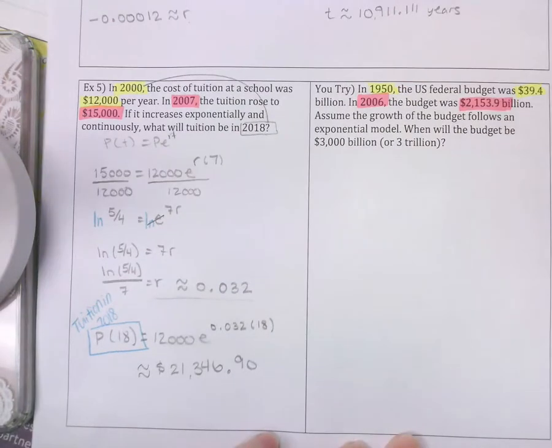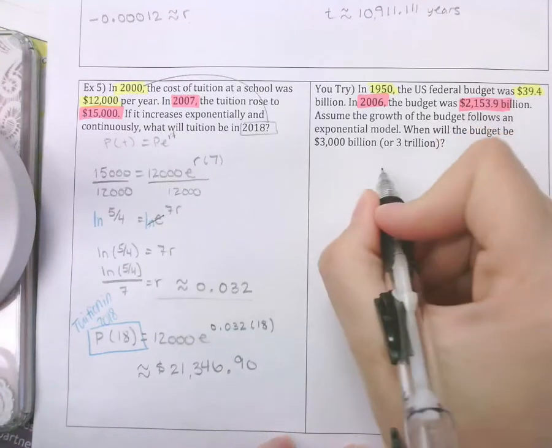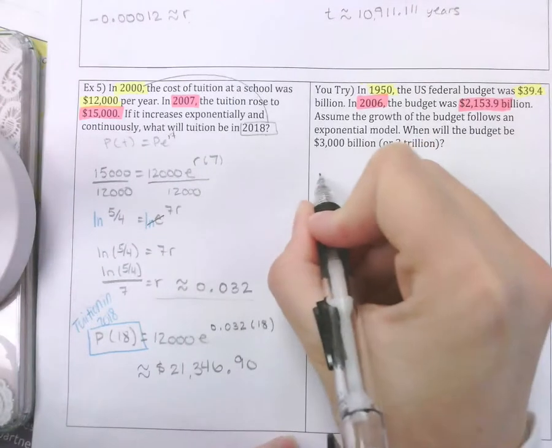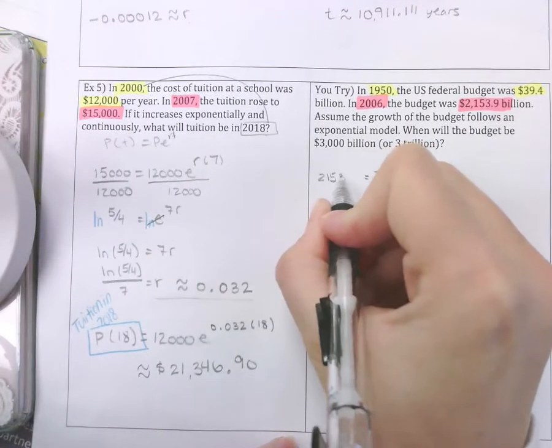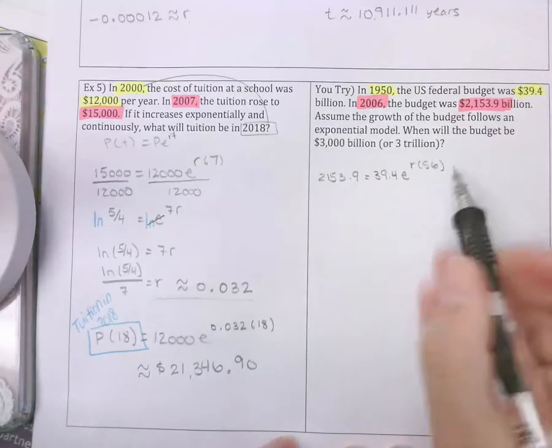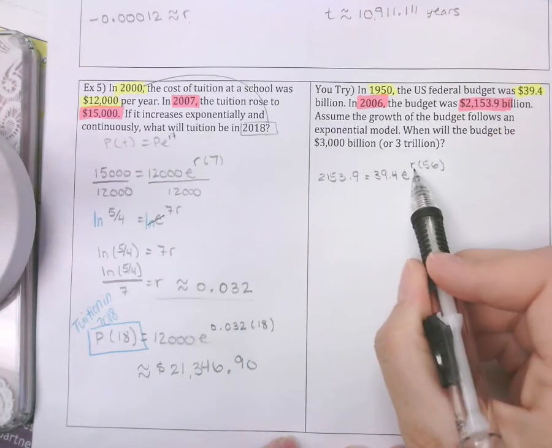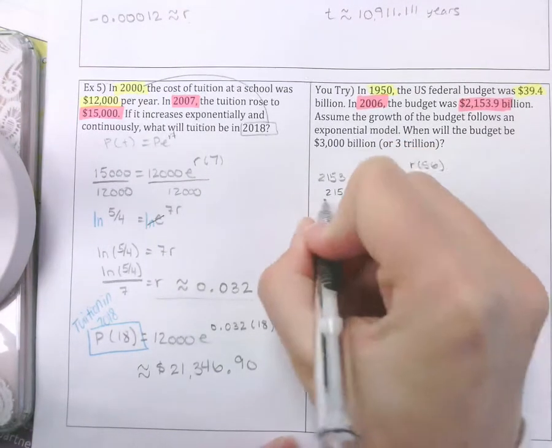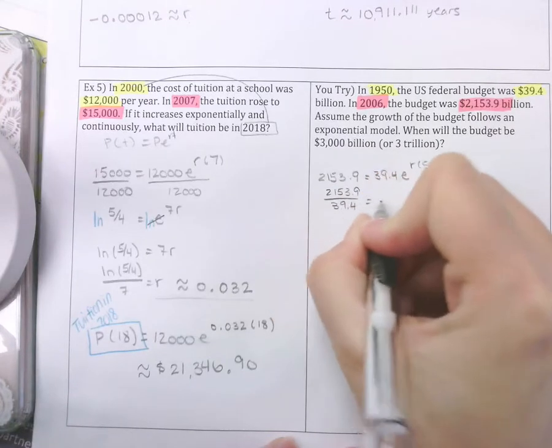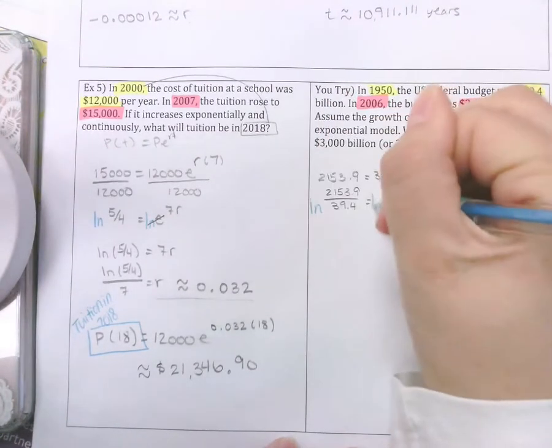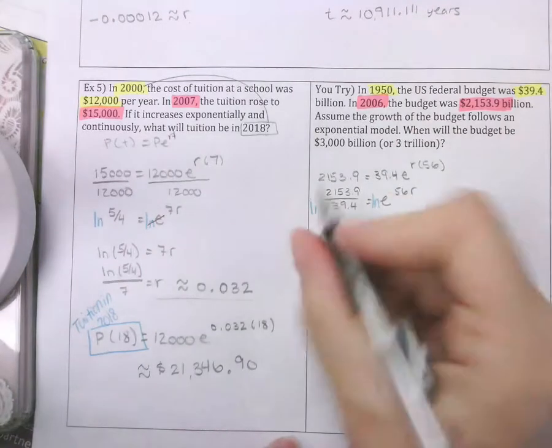To calculate R, you're going to use 39.4 for the initial amount, and we know that it grows to 2,153.9, and it does that in 56 years. So we're plugging in 56 for T, and then we're going to solve for R. So I'm going to start by dividing by 39.4. And then to get rid of E, I'm going to take the natural log of both sides. Also, I'm not dividing yet. I'm just going to leave it as that fraction.